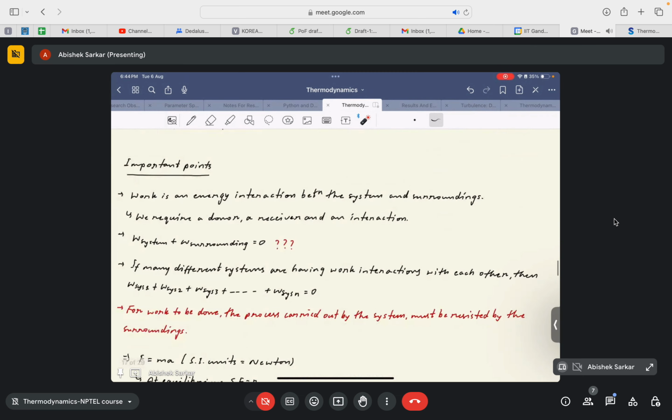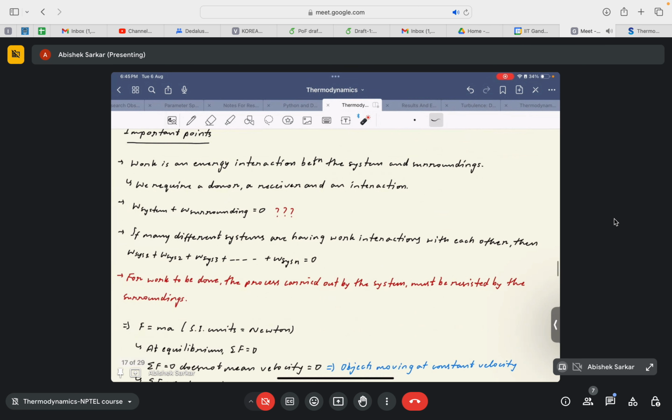Okay. So these are some important points to consider while we are dealing with work interactions. These were very thoroughly discussed and explained by Professor Anand, but just for the sake of understanding and for the ease of solving the problems that we're discussing today, I will just go through the points one by one.